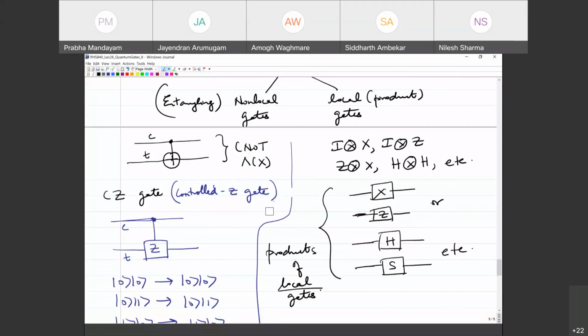Okay, so let me stop here. I see there's a comment on chat that yes, indeed, entangling gates can never be decomposed as tensor products of single qubit gates.